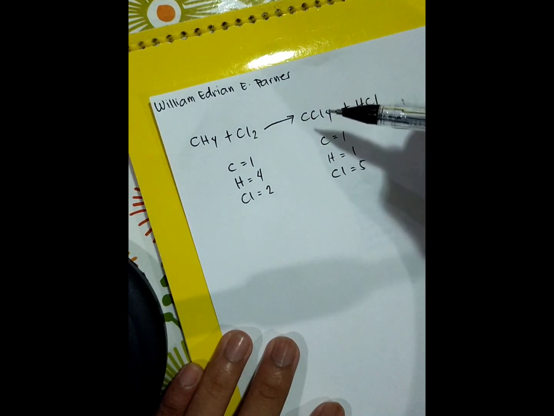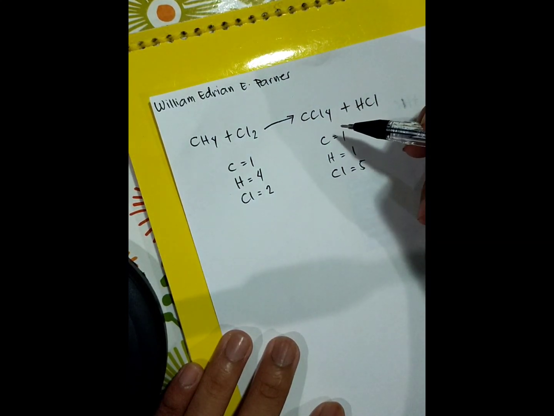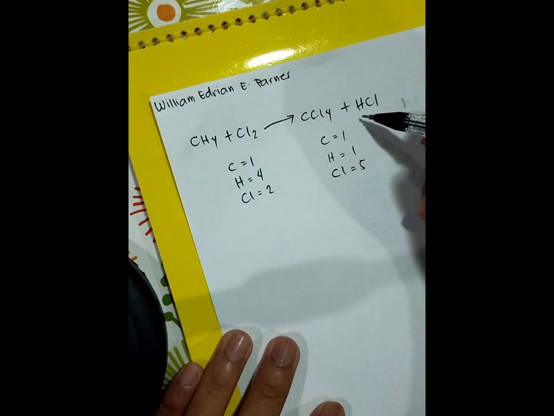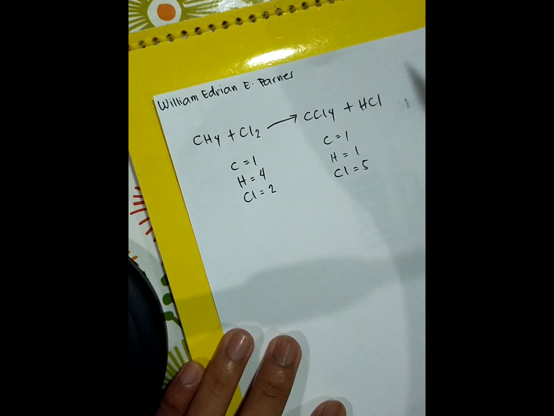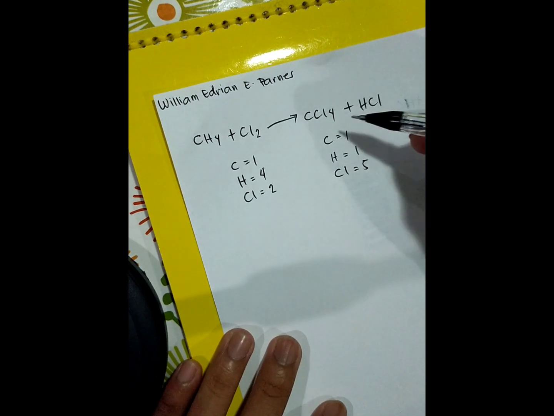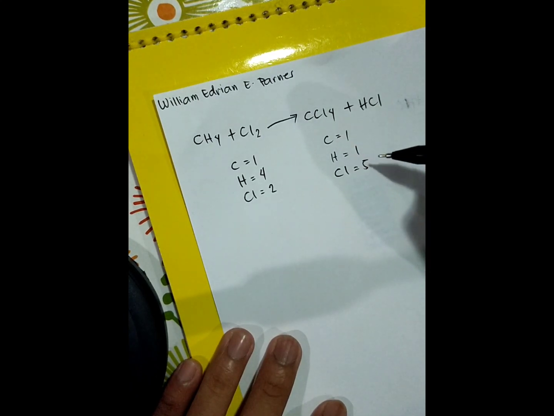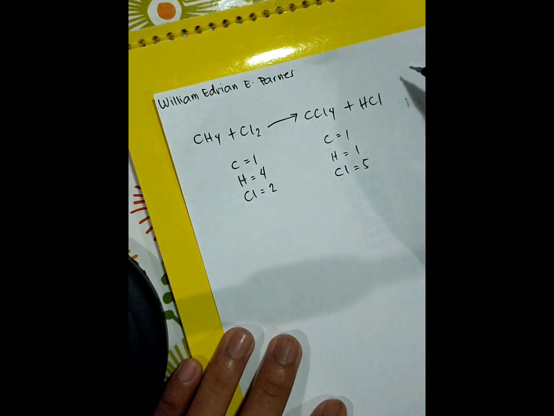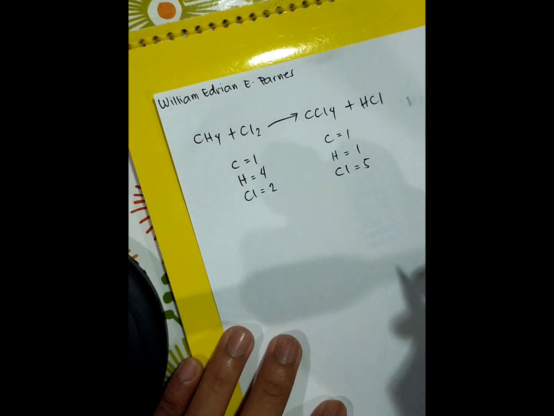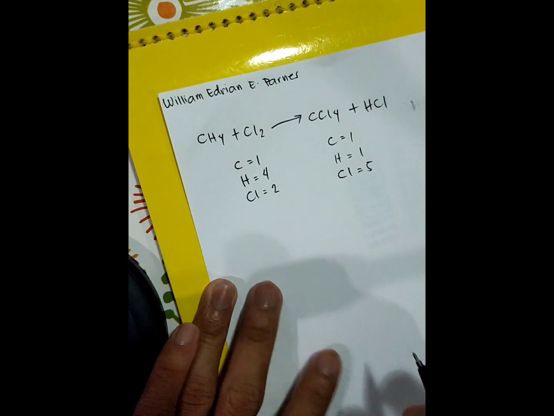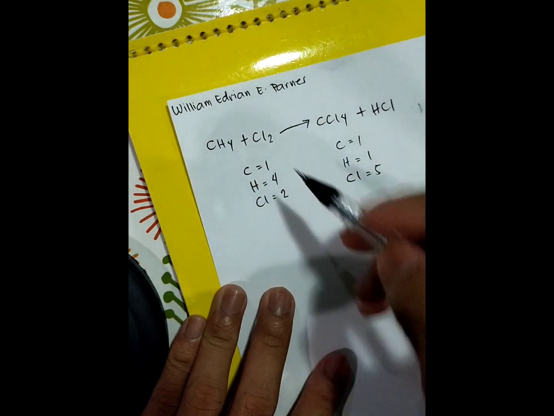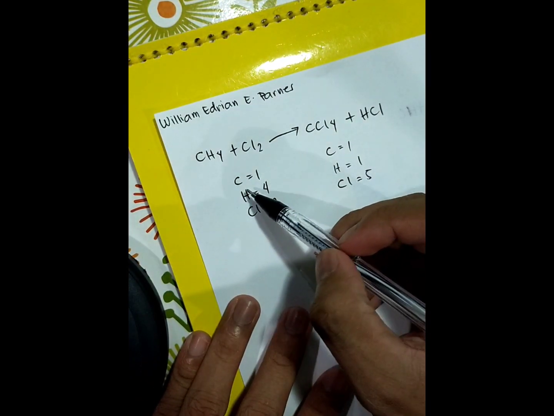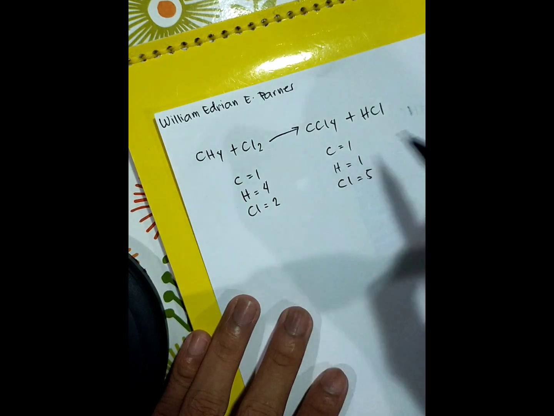And so the product side, the carbon is 1, the hydrogen is 1, and the chlorine is 5. Now, why 5? Because it's 4 plus carbon 1, it's 5. So the next thing is to balance this.